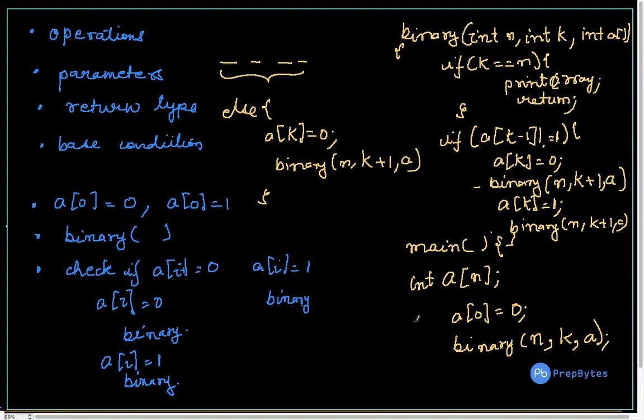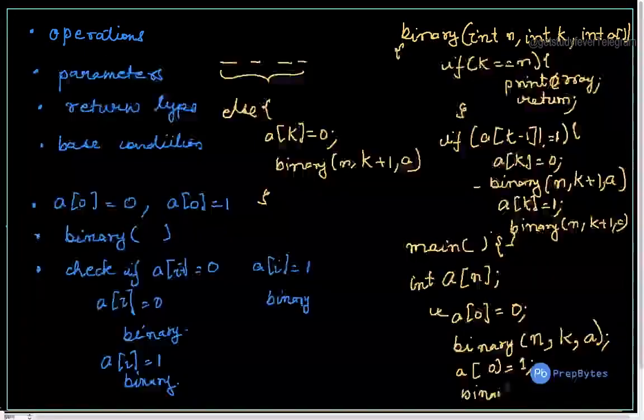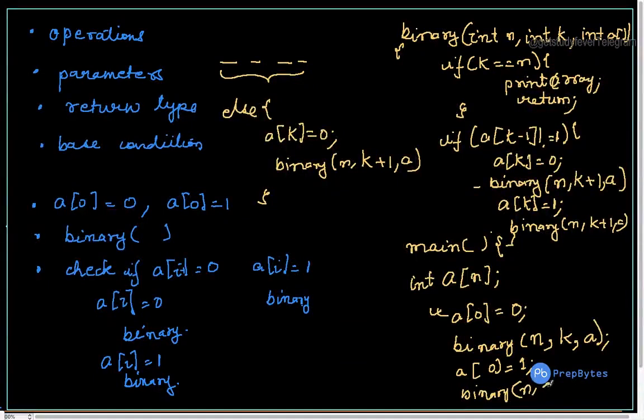Before that, we missed one thing: we initialize a of 0 as 0. The same thing we have to do for 1. We have to initialize with 1, and then we have to just go ahead with binary n comma, this is going to be 1 actually, n comma 1 comma a. This is how the main is going to look like. So let's go ahead and try and write the code. Okay, you must have thought initially what this k is going to be. It is going to be 1.